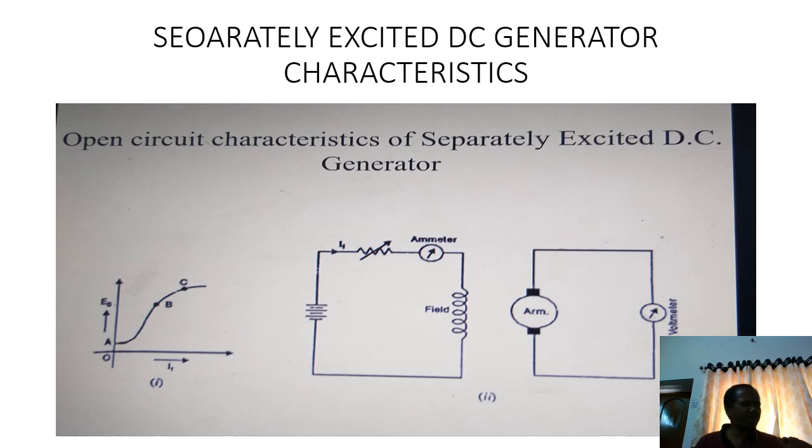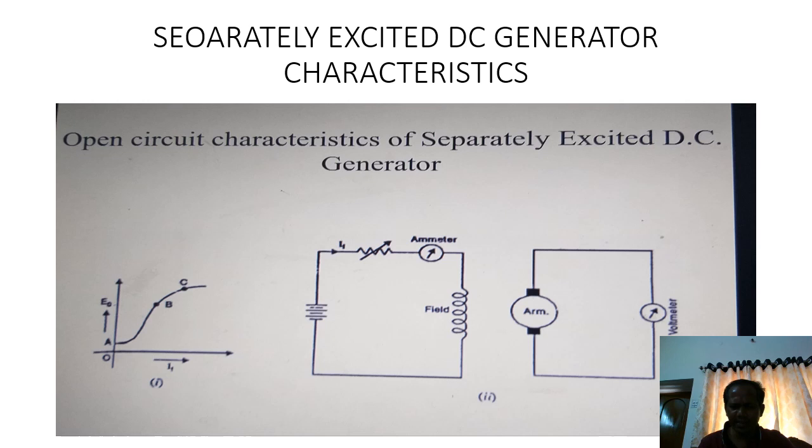Right, next we are going to discuss the separately excited DC generator. Before learning this topic, you can see the diagram of a separately excited DC generator. These are the field winding and the armature, connected across the load.